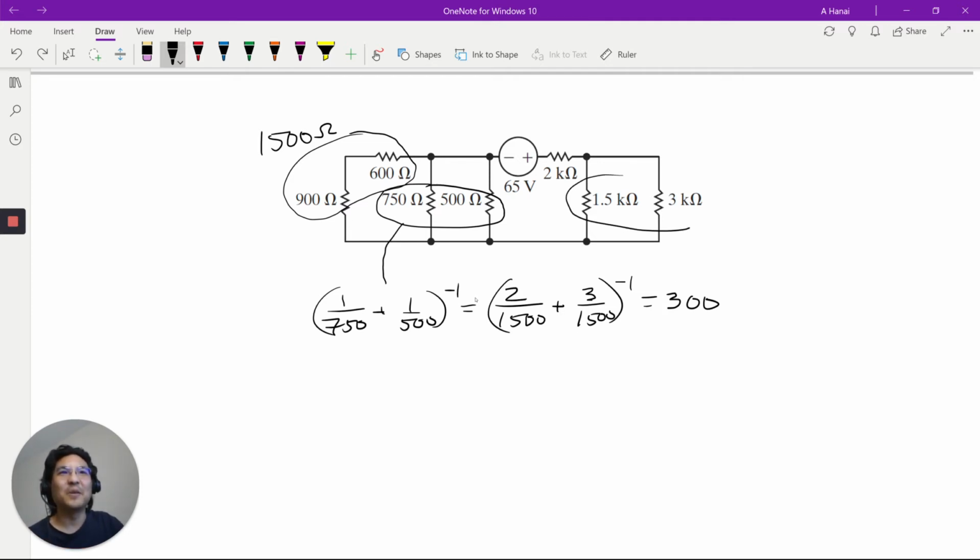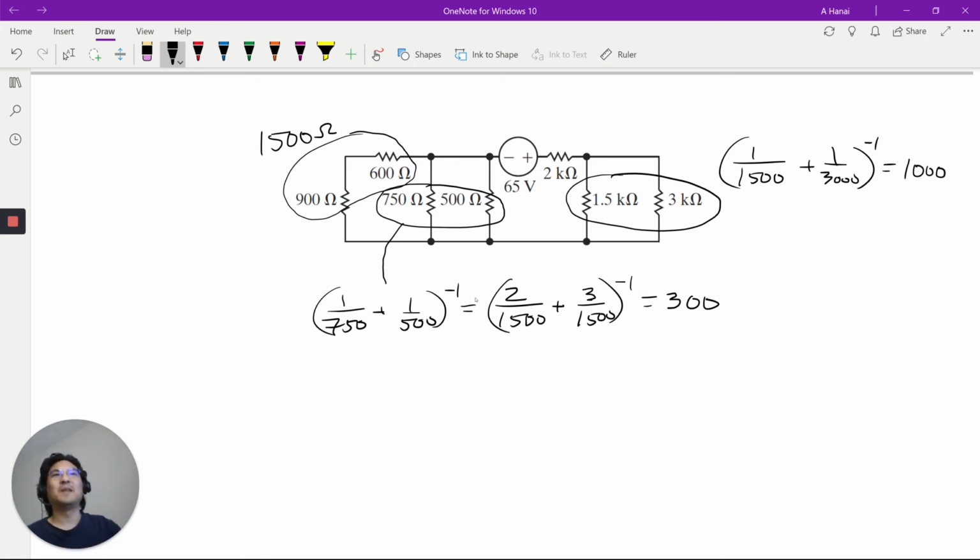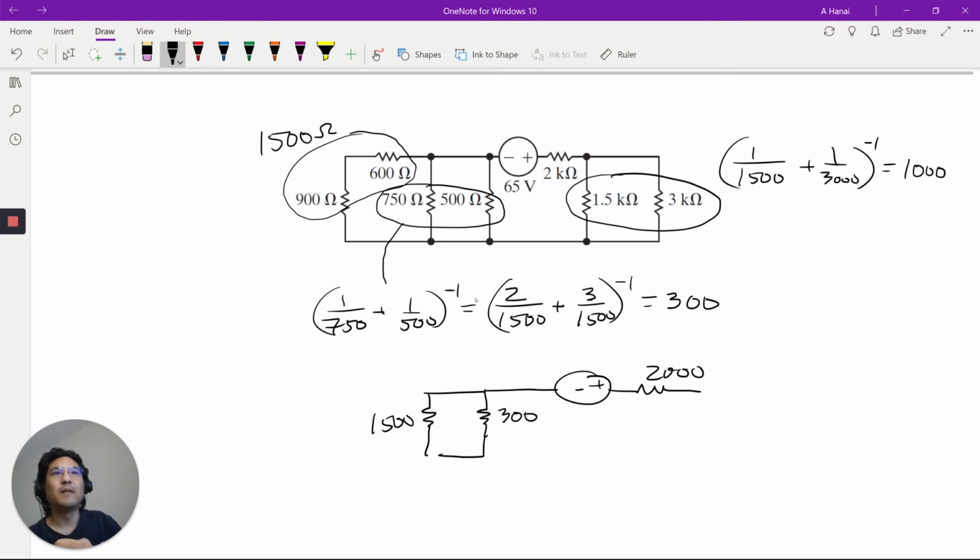Okay, and then these two are in parallel. So that's 1 over 1500, 1 over 3000, and then take the reciprocal. 1 over 1500 is the same as 2 over 3000. So you add them together, it's 3 over 3000. Then take the reciprocal, so that's 1,000, 1 kilo-ohm. Okay, so this big mess turns into 1,500. These two in parallel became 300. And then these two in parallel turned into 1,000.